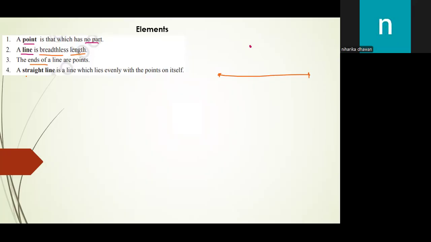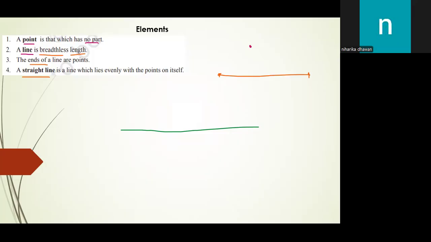A straight line is a line which lies evenly with points on itself. What do you mean by this? Let me draw a straight line here. It lies evenly, which means it has no breaks in between. And with points on itself, meaning we can find points on it.